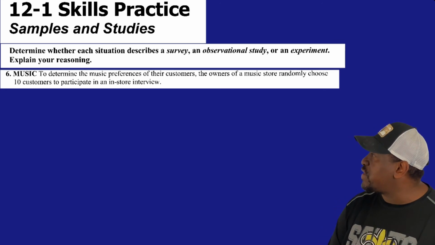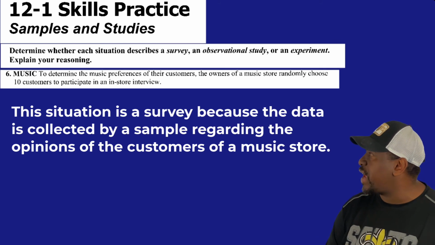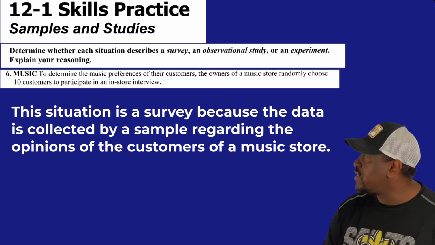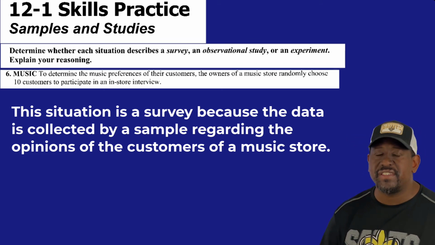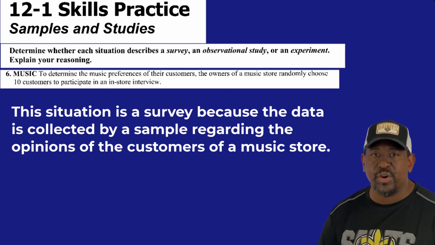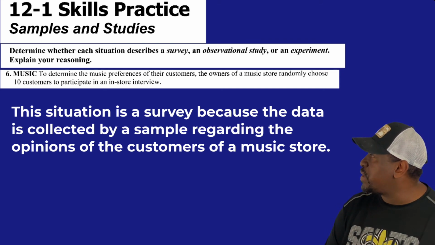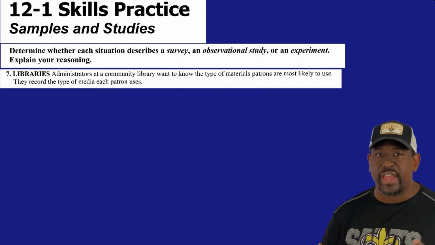So for the first situation, with music preferences of a music store, the NOLA Mathman concludes that this situation is a survey because the data is collected. Since it is someone's opinions, we would consider this a survey as opposed to the other two, which are observational study and experiment. The key point is these are people's opinions, and usually in a survey you're looking at people's opinions.